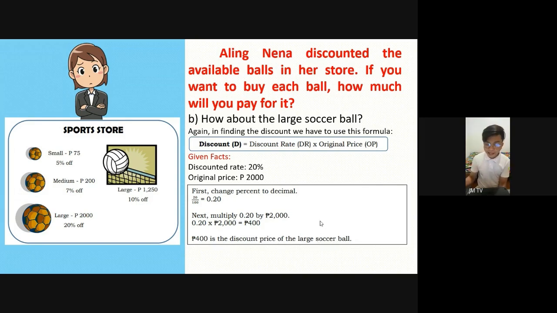So kung 2,000 yung price ng ating large soccer ball, naka-less ka ng 400 pesos because that's the discount. Ima-minus mo lang yon, 2,000 minus 400. Ang ating sales price ng large soccer ball is 1,600. Okay, very good. So that's gonna be 1,600. That's the sale price of the large soccer ball.